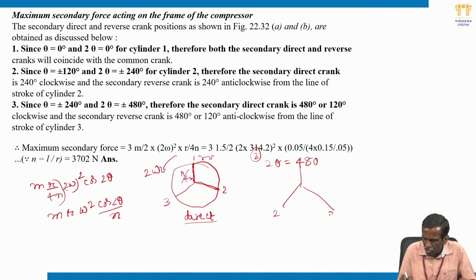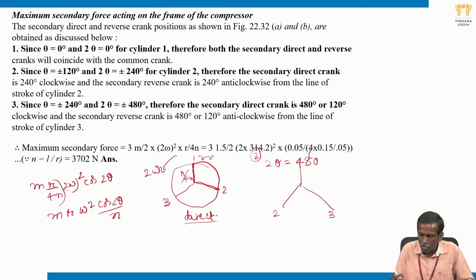Second this one, third this one, first this one. First, any of 2 theta is 0. Second is 120, so 2 theta means 240. It has to come to this position. Third one is 240, so 2 theta means 480. 480 means 360 plus 120. It has to rotate 120 clockwise. So the third becomes here. Direct cranks.